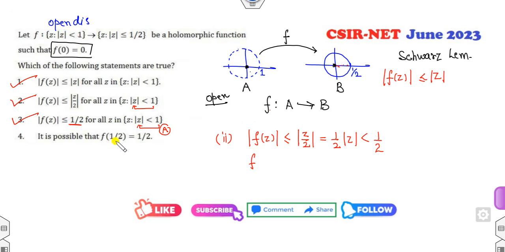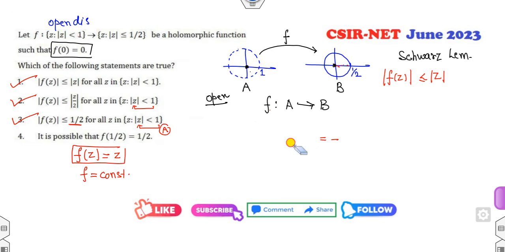It is possible that f of half is my half. That means it is possible that f of z is this. That means I can say f is my constant function. So clearly this is wrong.